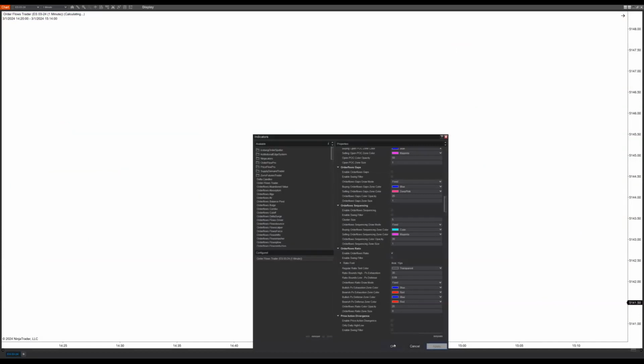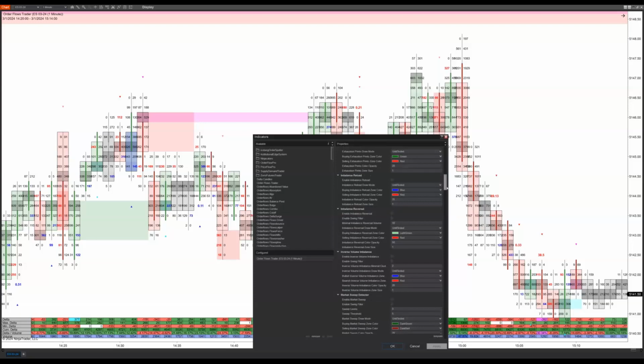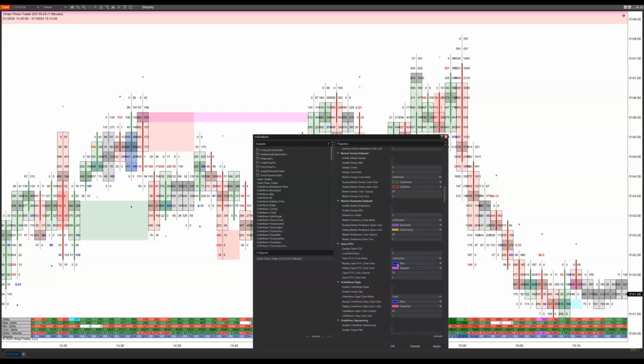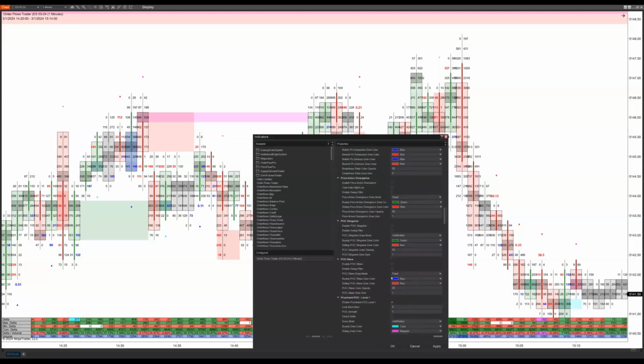All right, now that we got those two little things out of the way, let's take a look at the new tools. I'm not going to talk about the existing tools, because I've talked about those for years. Everyone's here because you're interested in the new tools. So what I'm going to do is make this a little bit cleaner here. I'm going to turn off the delta divergence, the point of control, and the ratios.